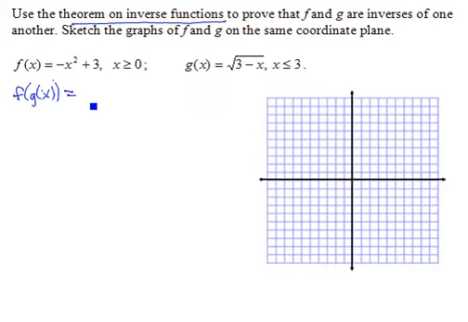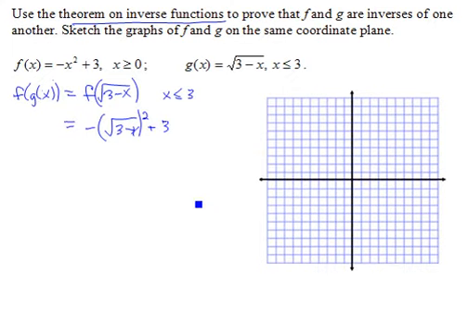Well, f of g of x is f of 3 minus x under the radical, which has the restriction that x is less than or equal to 3 to make that possible. Simplifying by plugging the square root of 3 minus x into f gives me the opposite of the square root of 3 minus x, squared, plus 3, still with this restriction that x is less than or equal to 3.